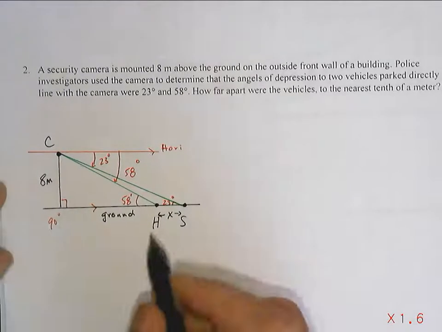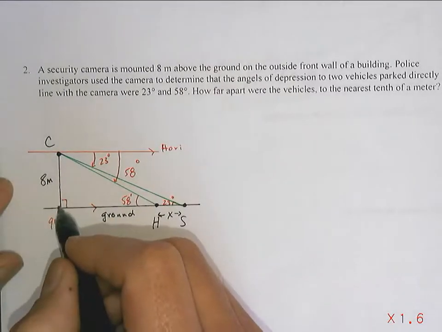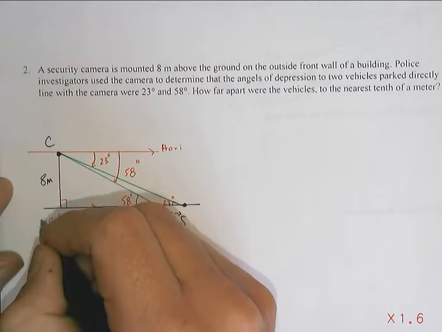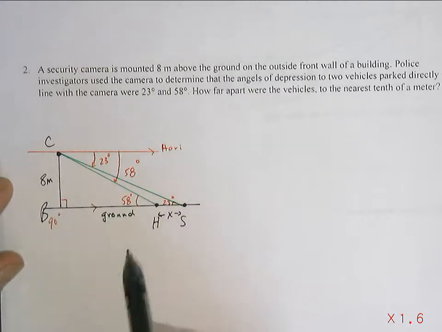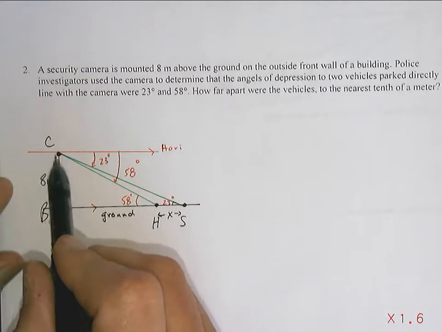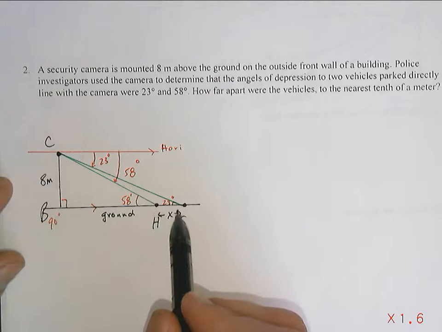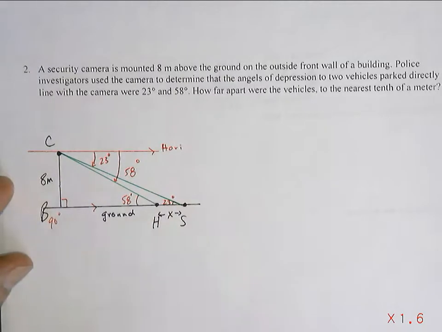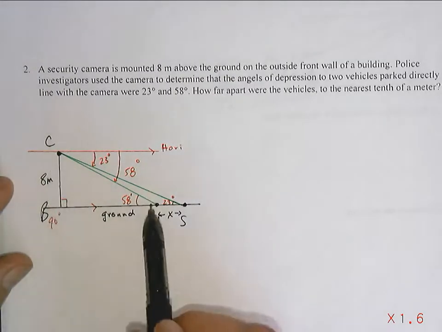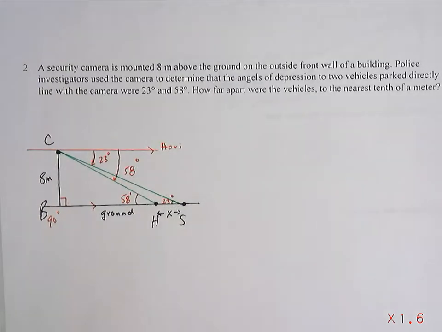I'm going to call this, let's call it B for building, base of the building. So now I've got 2 triangles. Do you see them? I've got triangle CBH and I've got triangle CBS, and they're both right triangles. There's actually a third triangle, and that's CHS, but it's not a right triangle, right? And we haven't talked about non-right triangles at all yet. We will, but we haven't yet, so that's off limits. We're not going to deal with that triangle.